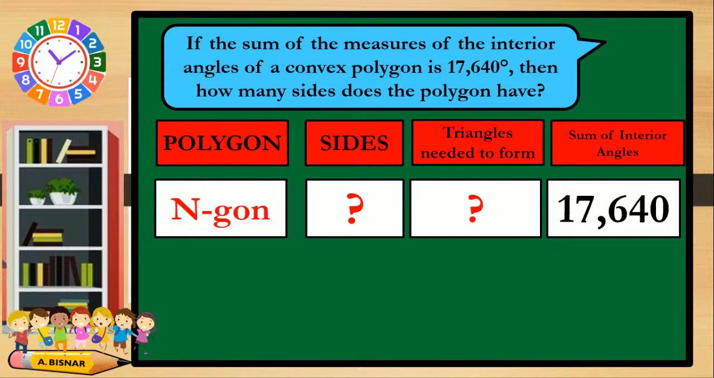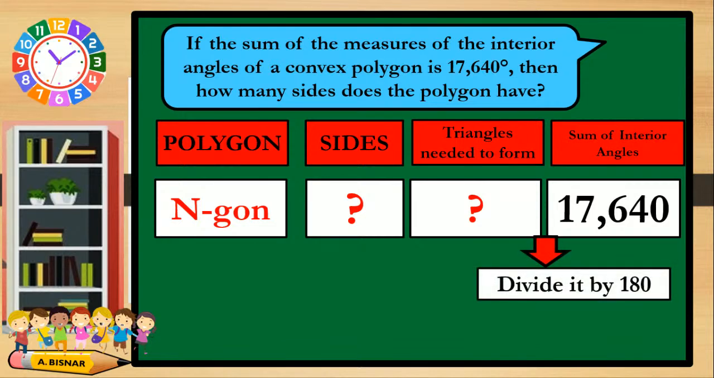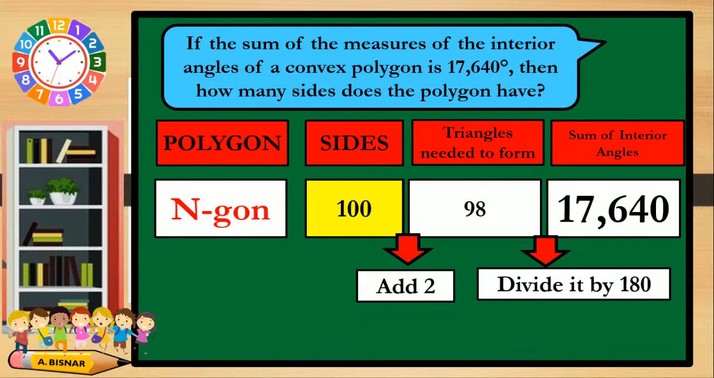The answer is 100gon. So, when you divide it, that's 98. Pero triangles pa lang yun. You still have to add 2. And when you add 2, then that will be the number of sides. That's why it is a 100gon. So, you have to use the pattern. Kasi pag sinagot mo kaagad yung 98, mali. Kasi ang tinatanong ay yung number of sides. So, you have to add 2. Ayan.